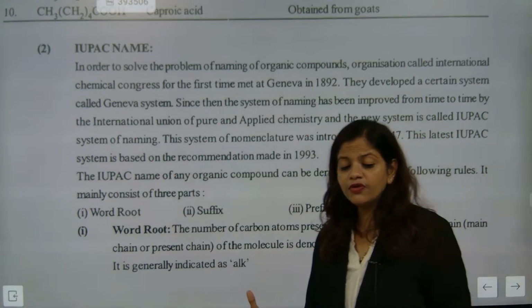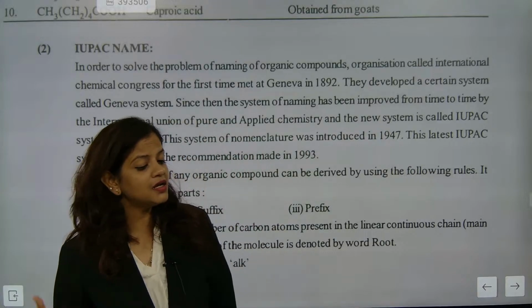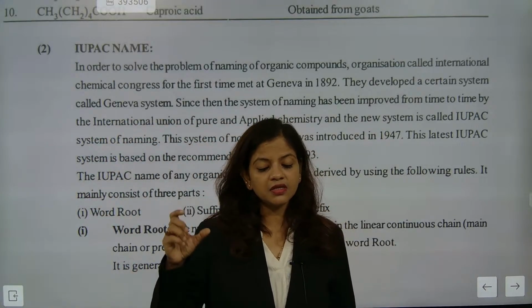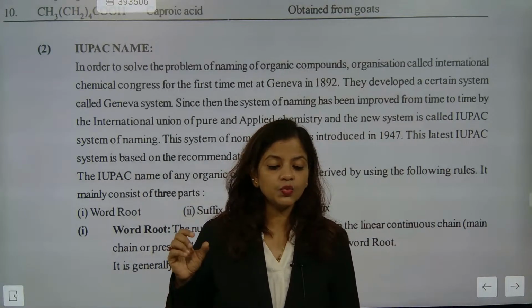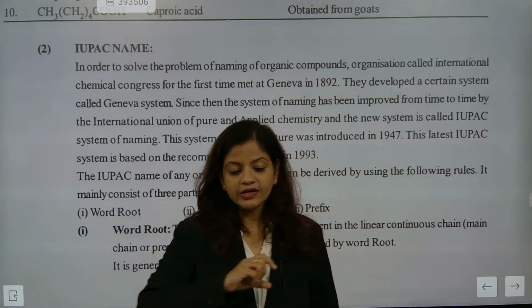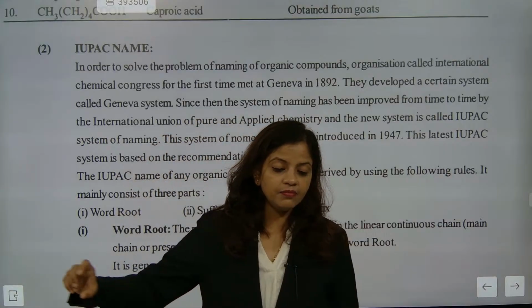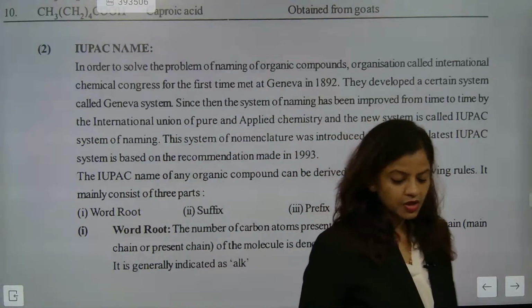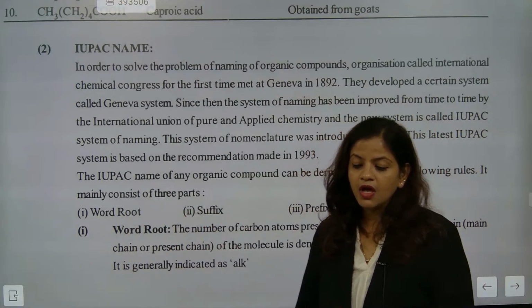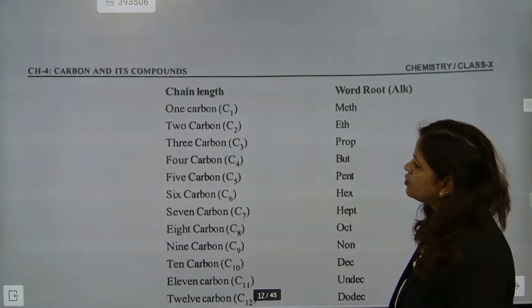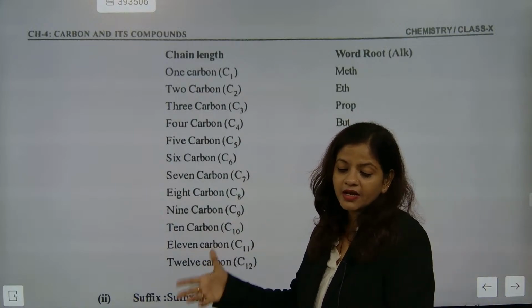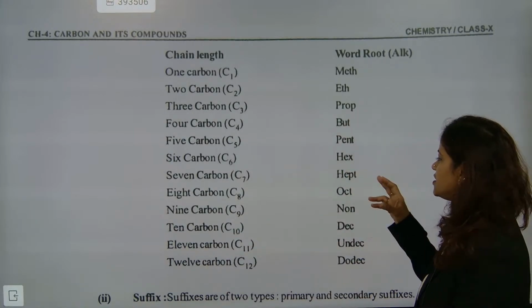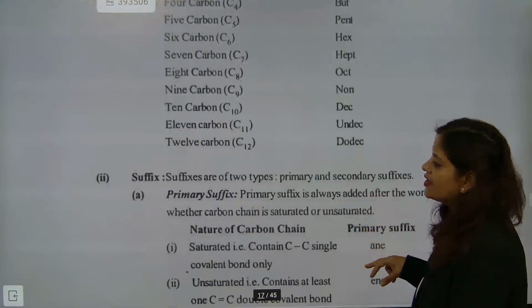In the word root, you will see alkane, alkene, alkyne. So alk means meth, eth, prop, but, pent, hex, hept. Whatever is there, that is called the word root. The parent chain is the main part of the word root. The parent chain is one of the most important sections. The parent chain consists of the main word root part with its prop, but, pent, hex, hept, and then the suffix part.